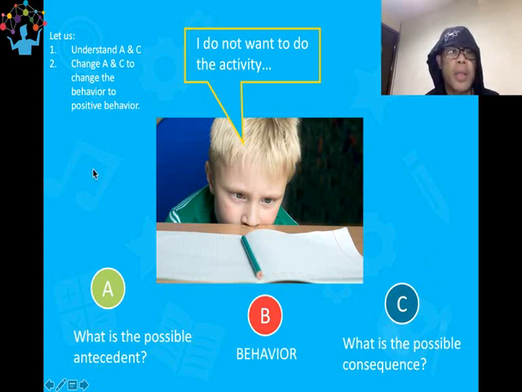So our intention is not only to understand what is happening here and what's happening here, we also want to change this behavior. So what could be a good antecedent? We have to change the antecedents to come up with a positive behavior. What are the possible antecedents to change this behavior? What are the positive consequences or positive reinforcers that will also change this behavior? Okay, so you will have to answer that.